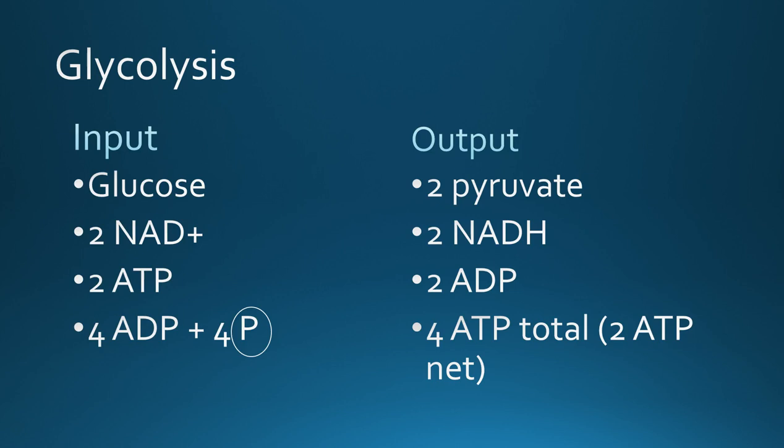As we go through this, we're going to make lists of inputs and outputs for each of our steps. So here's your list of inputs for glycolysis: a glucose, 2 NAD+, 2 ATP, 4 ADP, and 4 phosphate groups. Out of that, we will get 2 pyruvate, 2 NADH, 2 ADP, and 4 ATP total, 2 of which are a net gain for the cell.